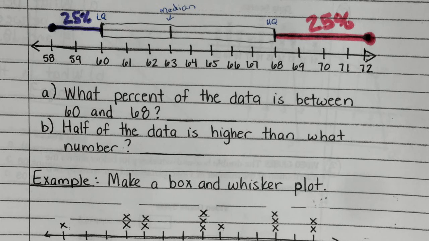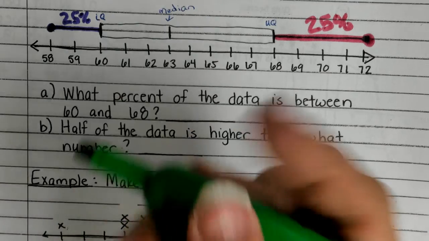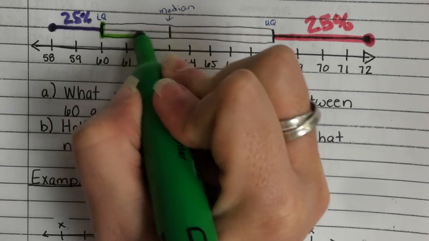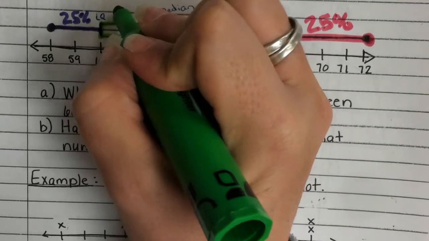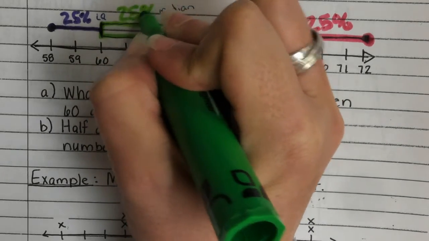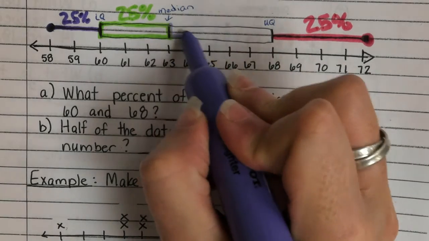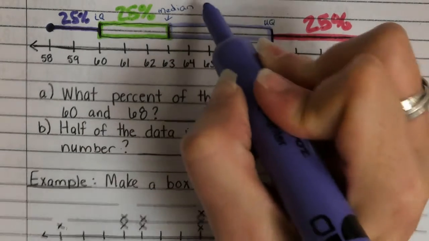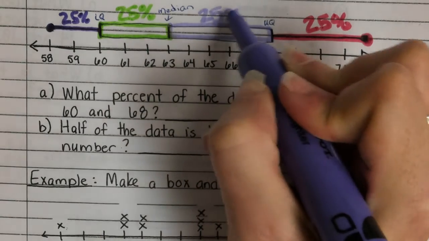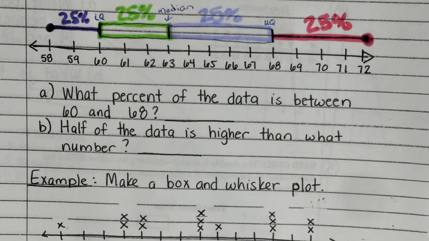Now, the middle chunks. This, from the LQ over to the median, is 25%. I know it's kind of hokey, my color thing, but if it helps you guys, I'm just trying. And then this part is also 25%. That is your 4 chunks, your 4 quarters that make a dollar. One quarter might be this big and the next one that big. It matters how much data is in there.